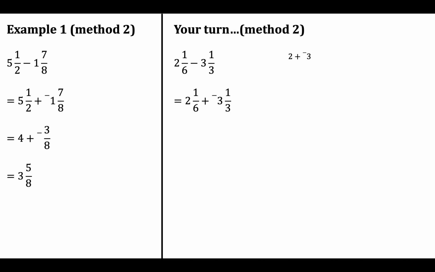Examining the whole numbers first, we've got 2 plus negative 3, which gives us negative 1. Then we've got 1/6 plus negative 1/3, which is the same as 1/6 plus negative 2/6. And that gives us negative 1/6. So back to the question in hand, we can express that as negative 1 plus negative a sixth, given what we've done at the side here. Adding those together gets us negative 1 and 1/6.